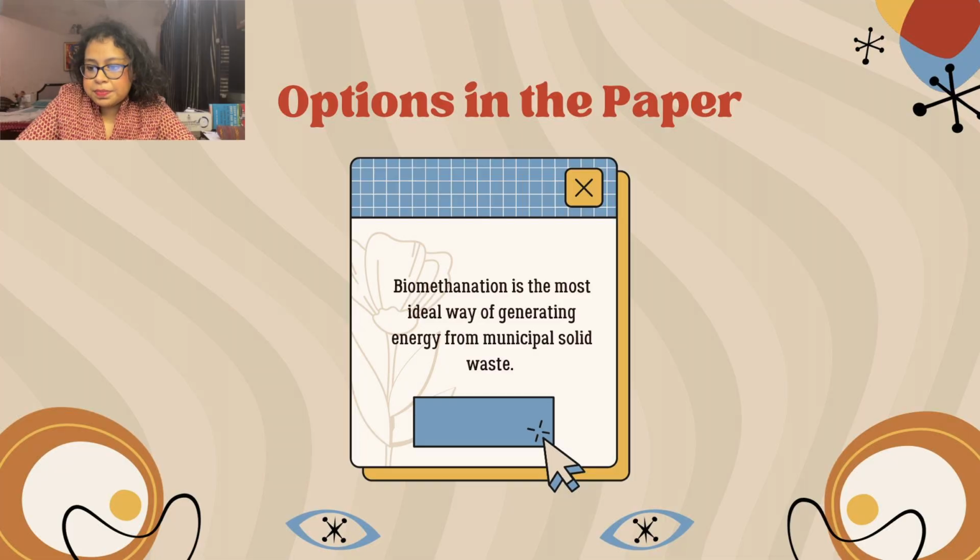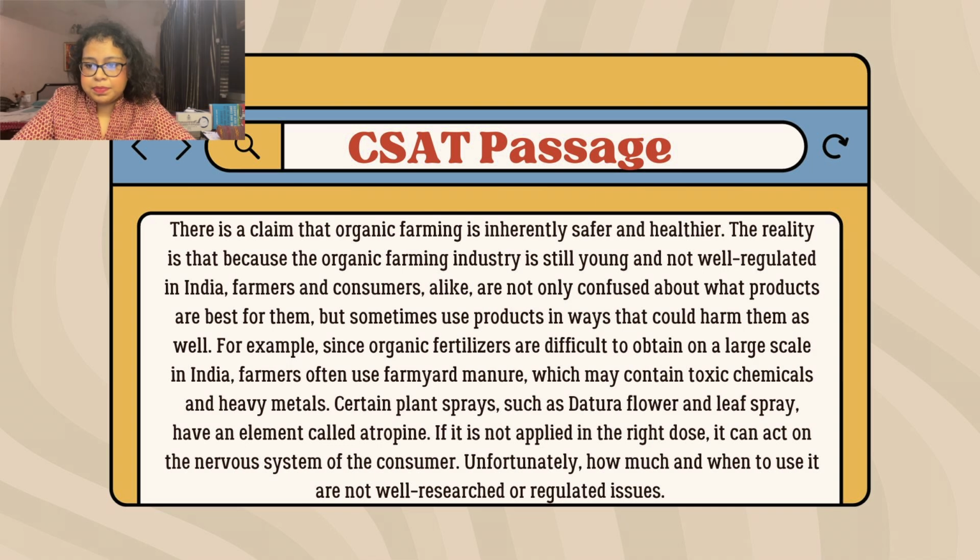Now let's look at the options. Yes, see, the option is biomethanation is the most ideal way of generating energy from municipal waste. What did I tell you? It offers a major solution. Major solution does not mean that it is the best solution or the only solution, that there is nothing better. That is not what the passage says. They have taken a sentence which says major and they have put it at the extreme. The extreme of major is most or best. What is written? Most ideal. So it became extreme. Let's look at another example.